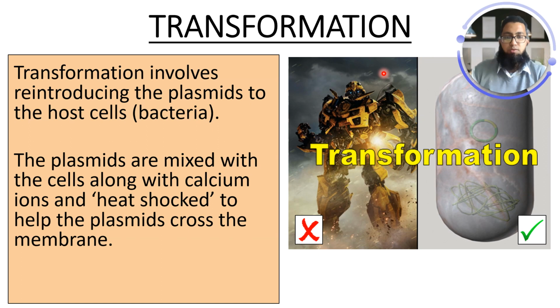So what scientists do is, it's called transformation, right? When you're trying to reintroduce that recombinant plasmid into a host cell, it's called transformation. We add in calcium ions, and number two, we increase the temperature. It's called heat shock, and these two things make the bacterial cell membrane pores slightly larger, and that allows the recombinant plasmid to enter more into the host cell. Now, this is what we do.